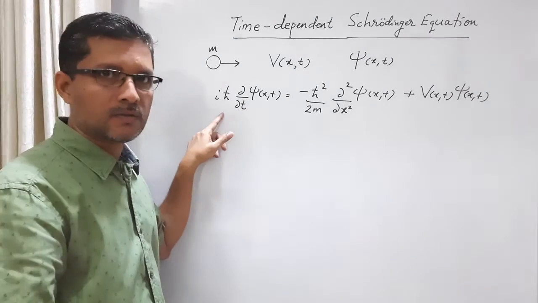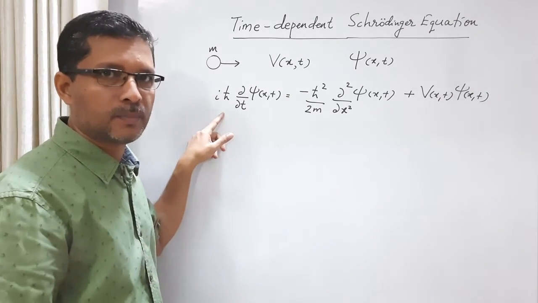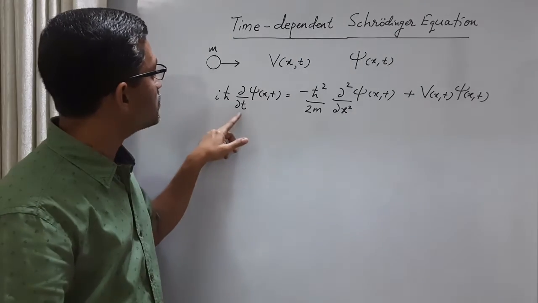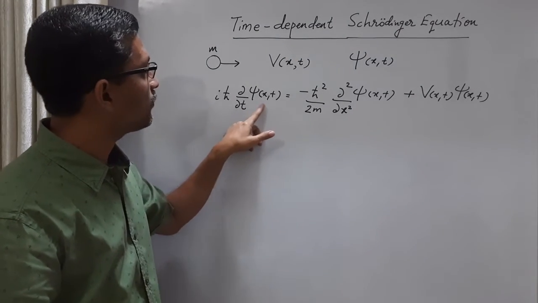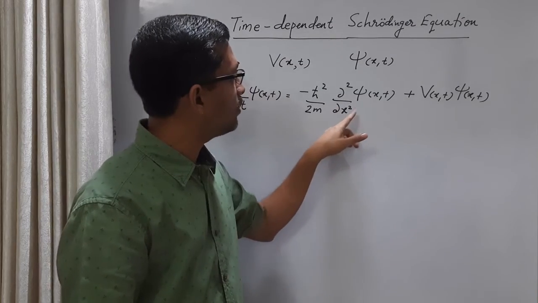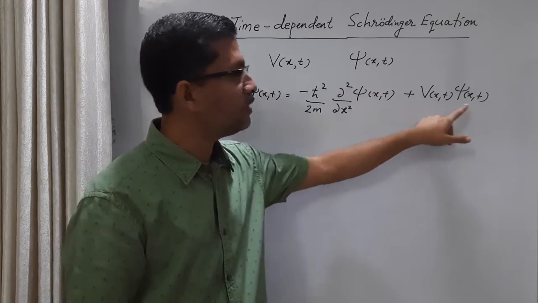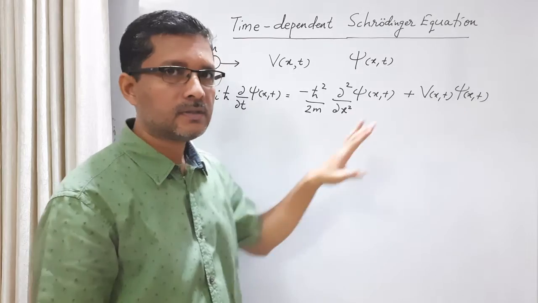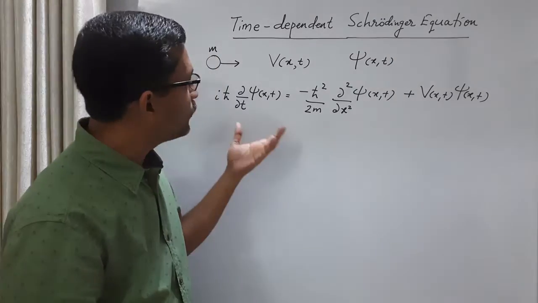i h cross, where h cross is Planck's constant divided by 2 pi, h by 2 pi. i h cross dou by dou t of psi equals minus h cross square by 2m dou square by dou x square psi plus V psi. This is the differential equation.